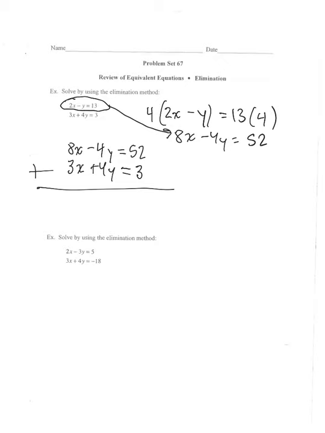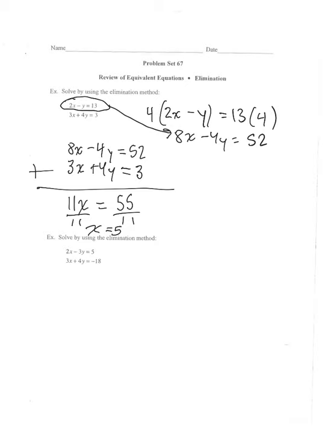So 8x plus 3x is 11x. Negative 4y plus 4y is 0. And 52 plus 3 is 55. And now we've got an equation that we can very easily solve for x. So we'll divide each side by 11 to undo that, and we actually get that x equals 5.